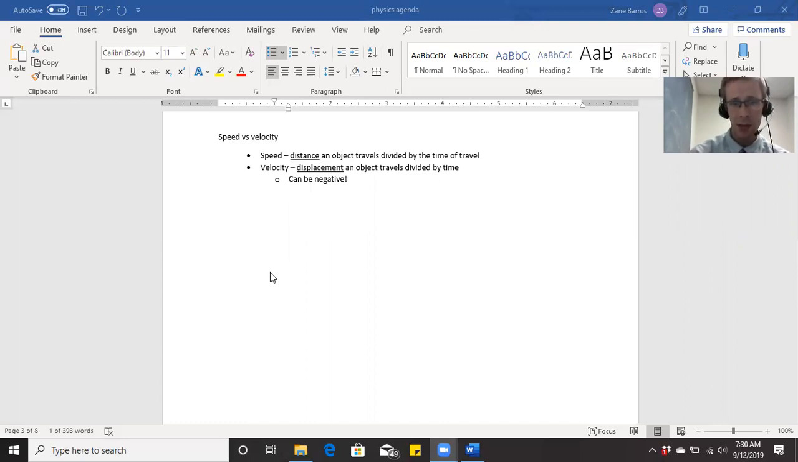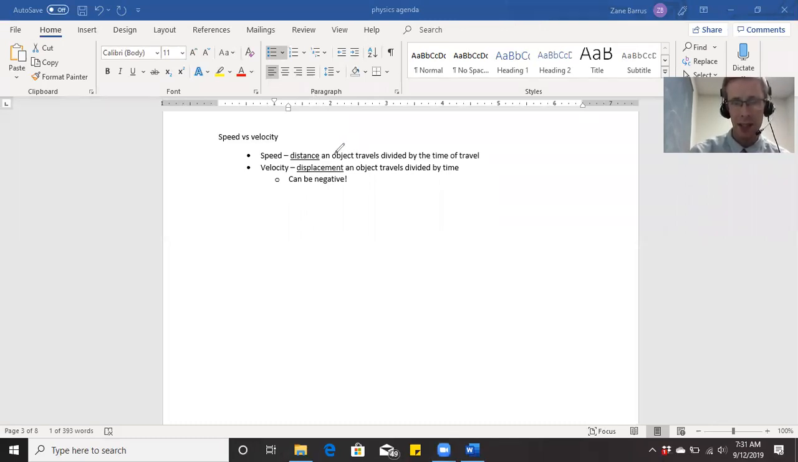Velocity, however, can be negative because velocity is defined as the displacement an object travels divided by time. And remember, displacement can be negative, therefore velocity can also be negative. Okay, so this is a very popular test question for like an essay. What's the difference between speed and velocity? And we just kind of told you about that. So the main point is, remember, velocity can be negative depending on the direction that you're traveling. Okay. Also, just want to point this out.